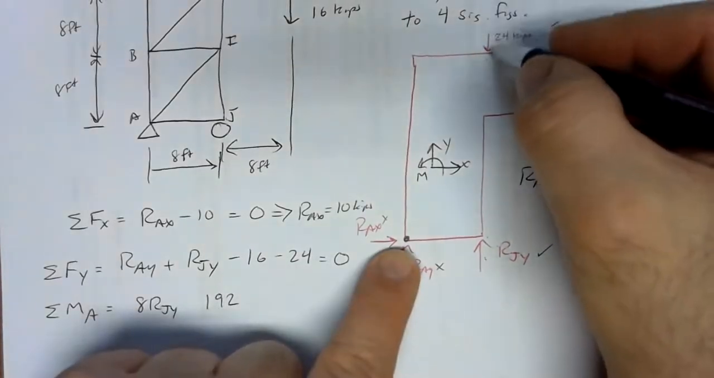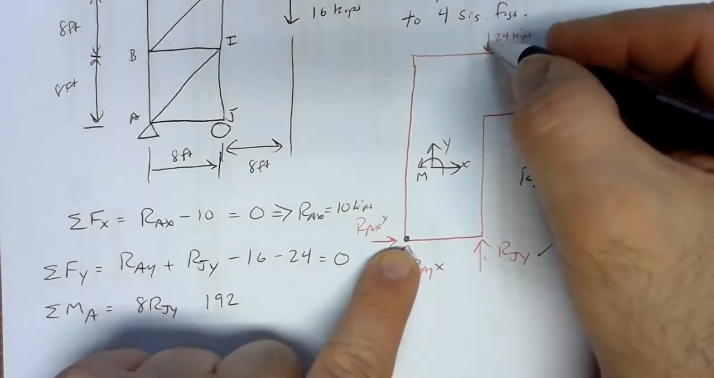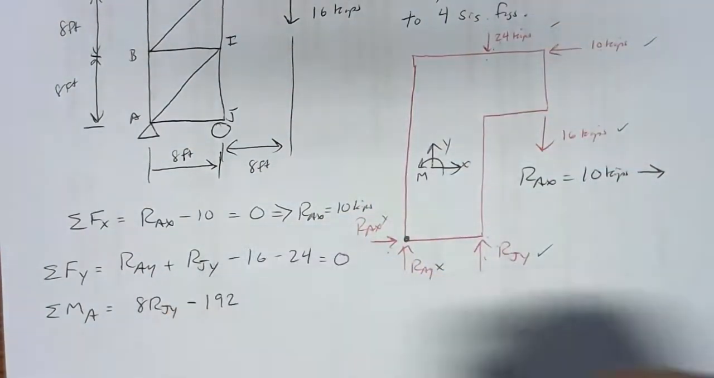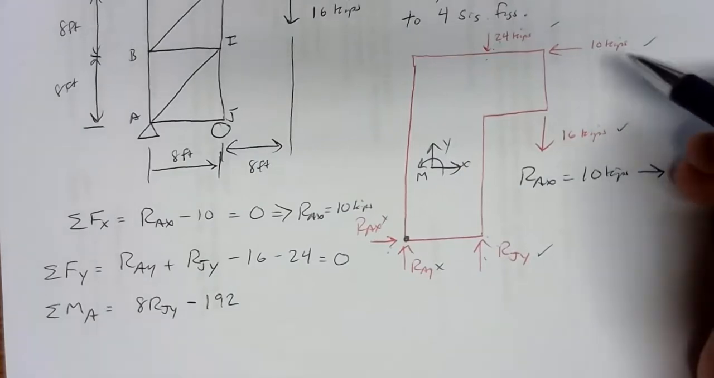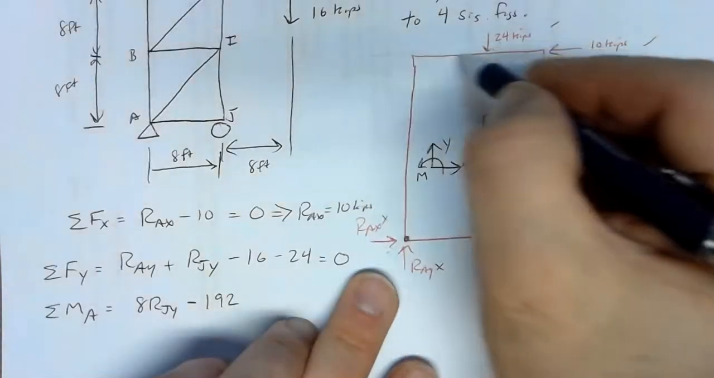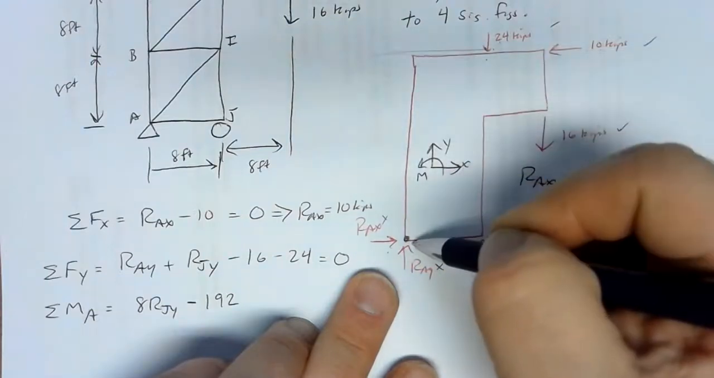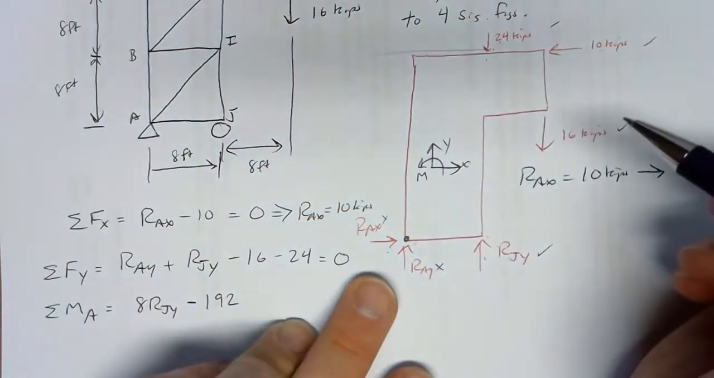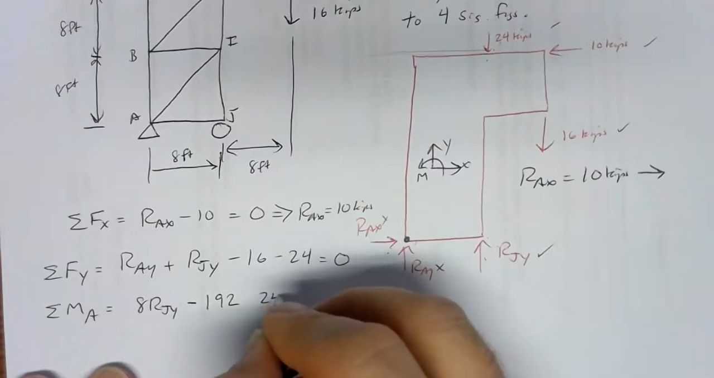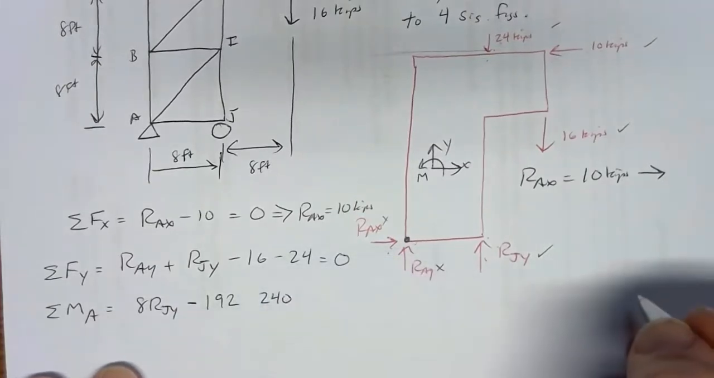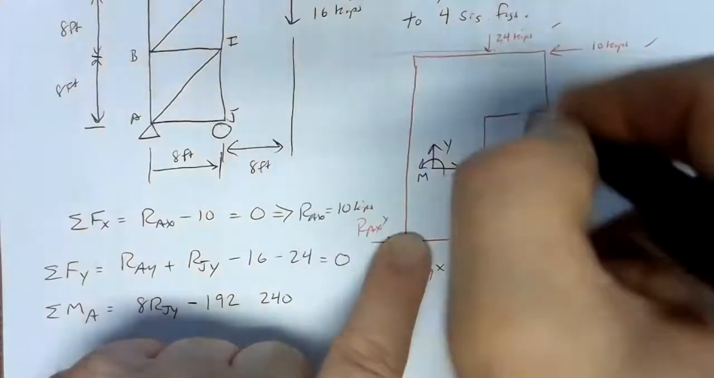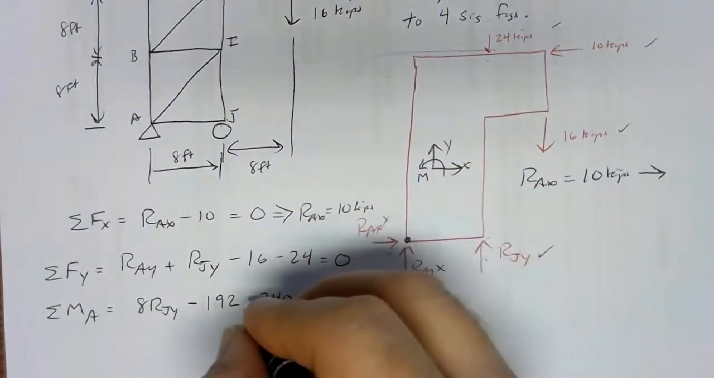Pinned at A, pushing down at E, that would be a clockwise moment, so negative. We've got this 10 kip force. The closest its line of action ever gets to A is the full 24 feet away. So we've got 24 feet times 10 kips, that's 240 foot kips. Pinned at A, pushing to the left, we've got a counterclockwise moment, so that's positive.